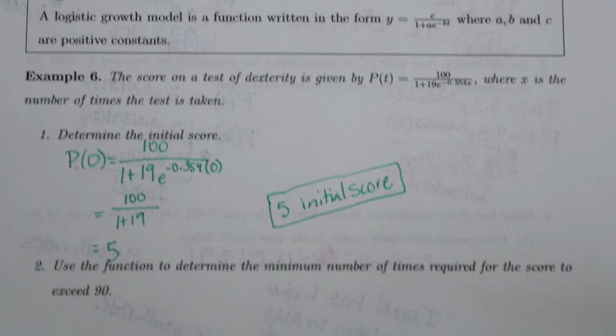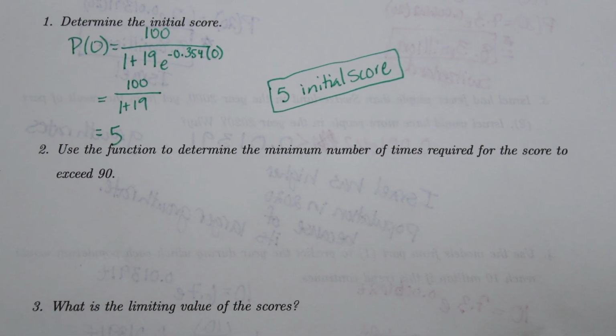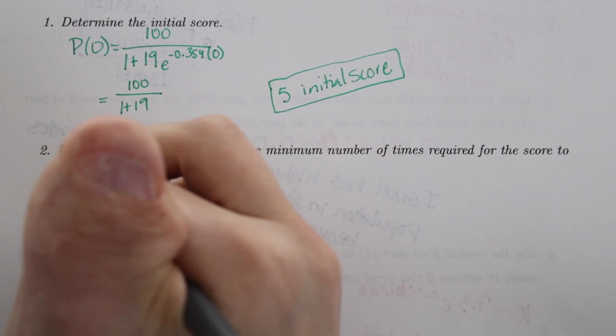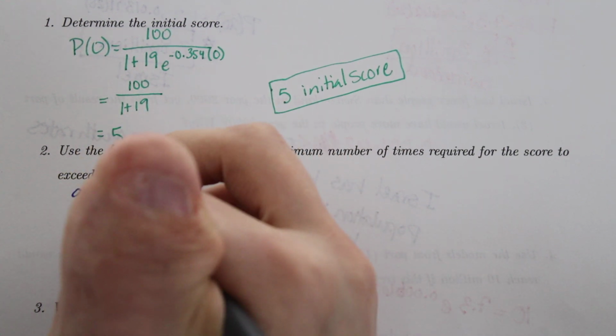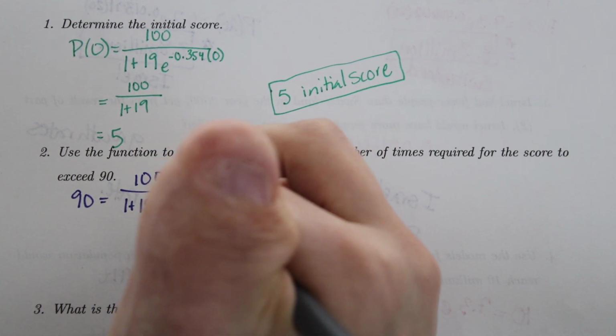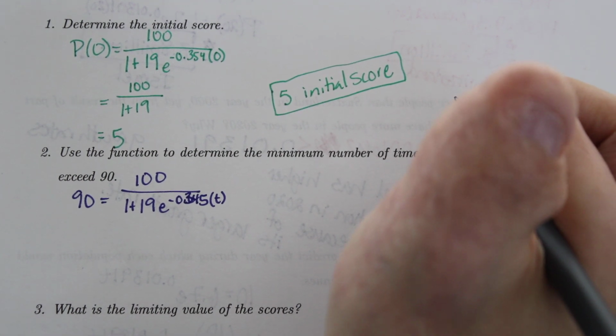Okay, looking at part 2 of this question. It says, use the function to determine the minimum number of times required for the score to exceed 90. So let's set the function equal to 90 and then figure out what our t has to be. And then of course we'll know anything greater than that, we'd be good. So 90 is equal to 100 over 1 plus 19 e to the negative 0.345 times t. And we want to solve for t.